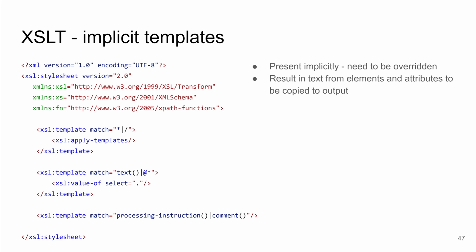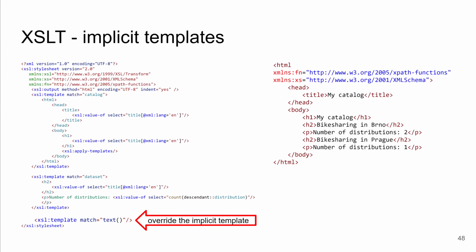Right. So what to do if we do not want those implicit templates to be applied? Well, we need to override them. And we will override the one which matches the text because we do not want our text to be outputted, and we override it with an empty template. And therefore, whenever the XSLT processor encounters a text node, it will do nothing. And therefore, our HTML starts looking as it should look like.